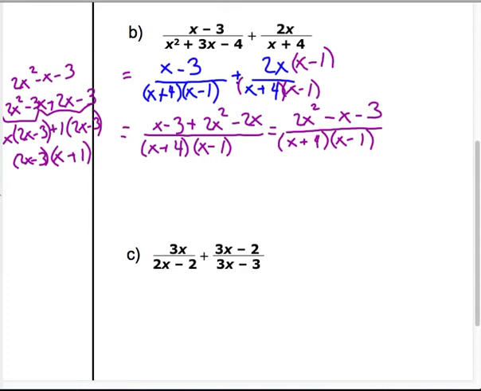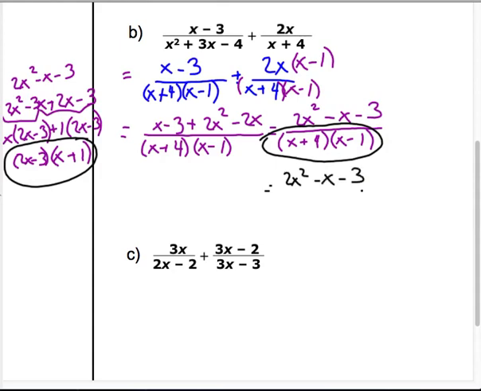Now, when I compare what I just got here to my denominator, I see no common factors. So I'm just going to go ahead and leave it as 2x squared minus x minus 3 and distribute out that denominator, since I have nothing I can cancel. In my denominator, I get x squared minus x plus 4x is plus 3x minus 4.